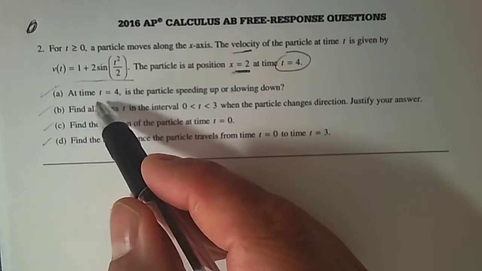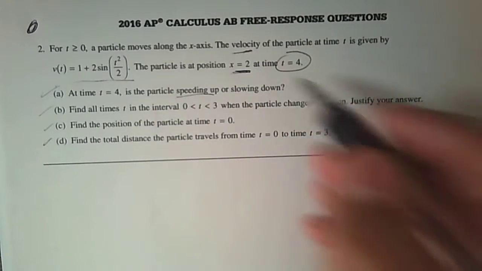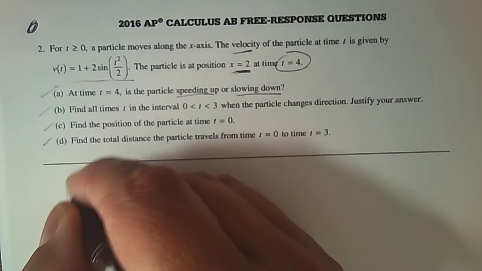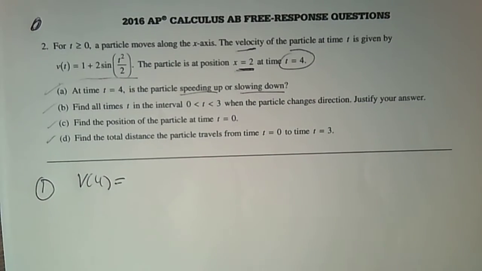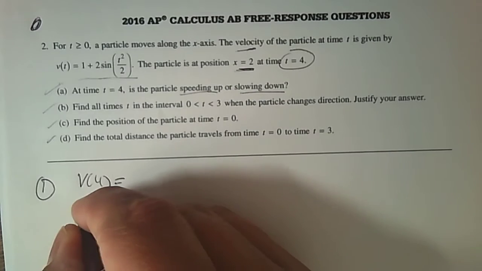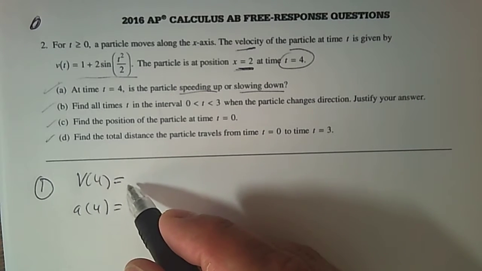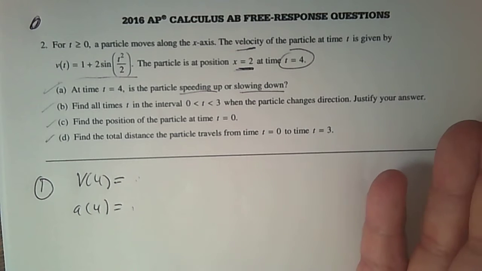So it says at time t equals 4, is the particle speeding up or slowing down? So how do we know if a particle is speeding up or slowing down? One has to do with its velocity. So I need to know what the value is of its velocity, but I also need to know the acceleration. And that's because the signs have to match. So just because the velocity is positive doesn't mean it's speeding up. These signs have to match. If they don't match, that means it's slowing down.